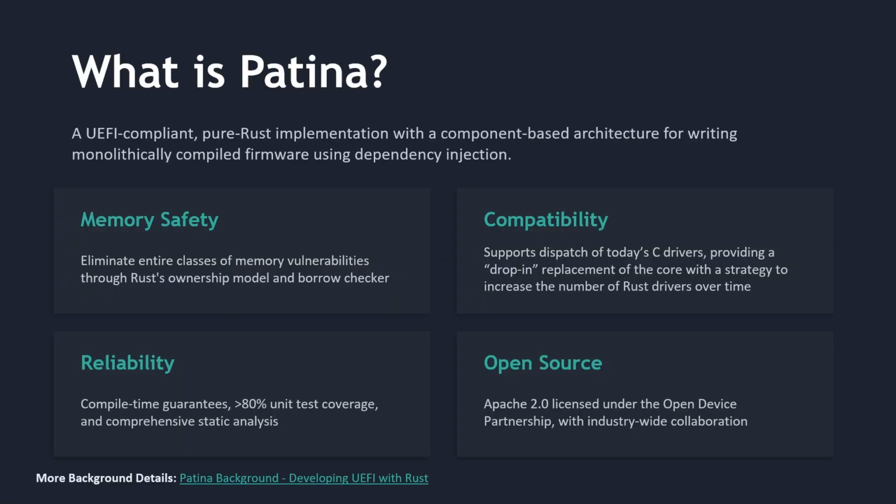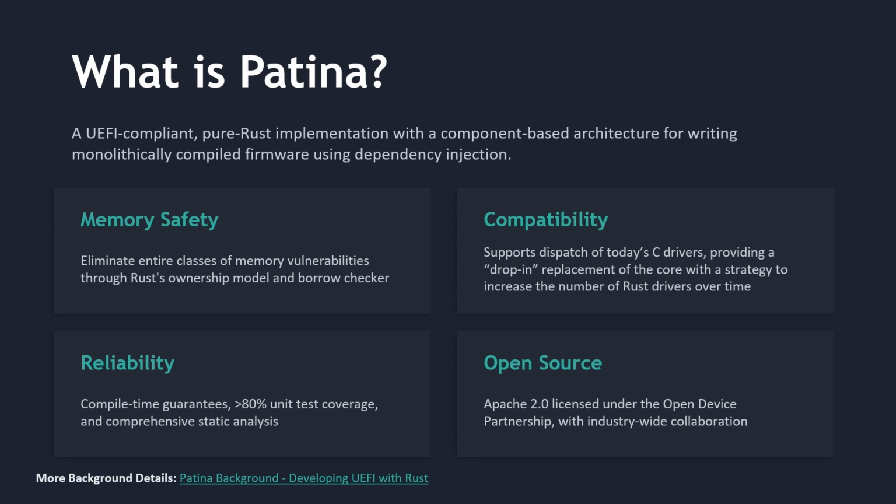We begin by looking at what exactly is the Patina project. Patina is a UEFI compliant pure Rust implementation with what we call a component-based architecture for writing monolithically compiled firmware using dependency injection. That's a lot of ways to describe the work that we're doing, but it most succinctly describes how it is organized and what we're trying to achieve.